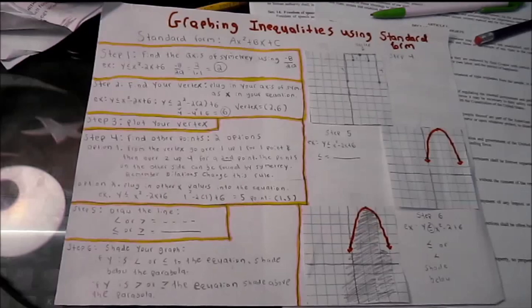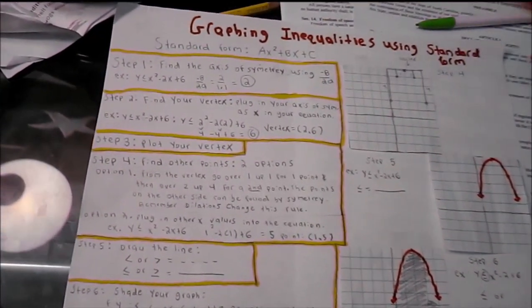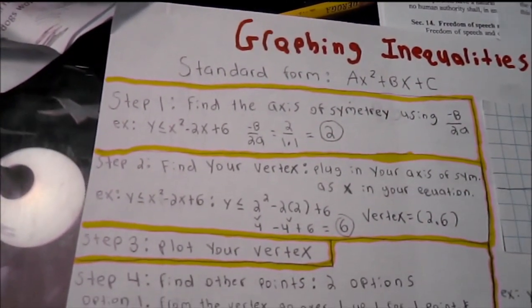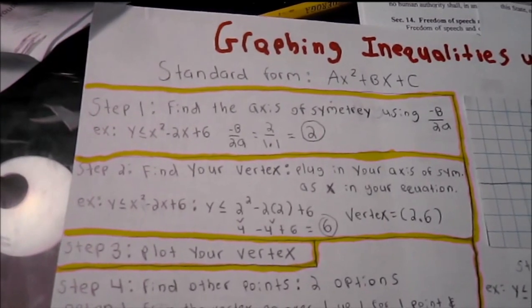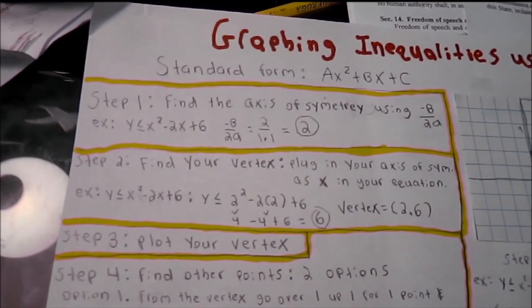Another way to graph inequalities is using standard form. Standard form is ax squared plus bx plus c. The first step is to find the axis of symmetry using negative b over 2a. In this example, negative b over 2a equals 2.